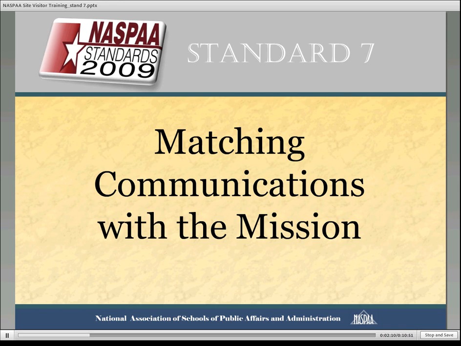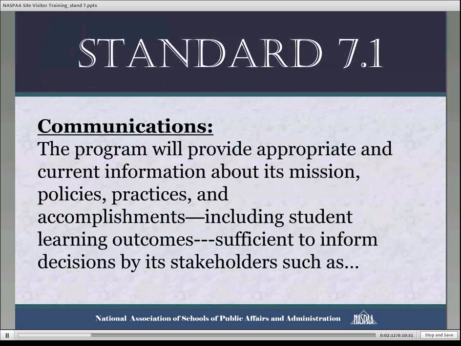So what does the standard say? Basically it says the program is going to provide the appropriate and current information about all of these other aspects of the standards, what its mission is, its accomplishments, policies and practices, and procedures and so on, including how well its students are learning. And why is it doing that? Because it has all of these people who have a stake in the program, and you want to provide them with enough information to make the decisions they have to make.